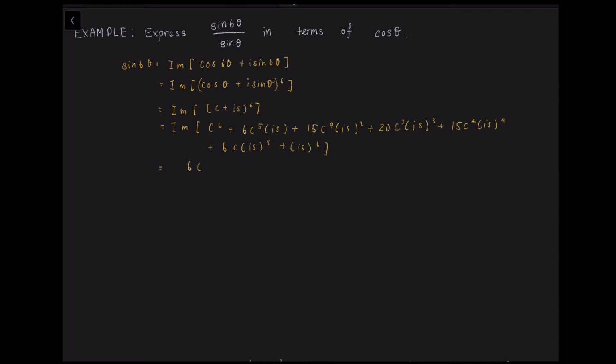Now, we cancel out all the real parts and we obtain 6c to the power of 5 times s minus 20c cubed times s cubed plus 6c times s to the power of 5. Now we divide this expression by sine theta. And we obtain 6c to the power of 5 minus 20c cubed s squared plus 6c s to the power of 4. And we are going to convert all the s into c because it wants us to express it in terms of cos theta.